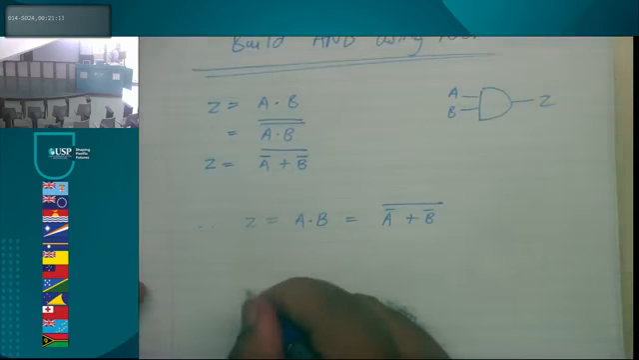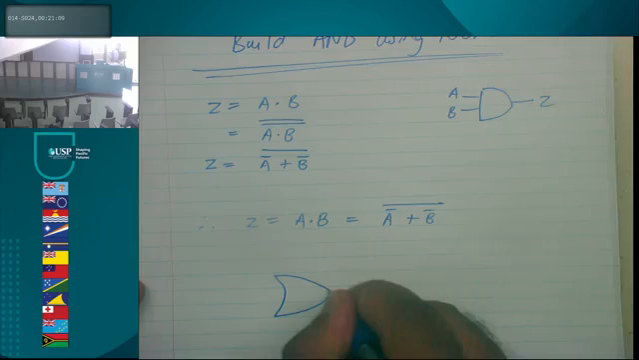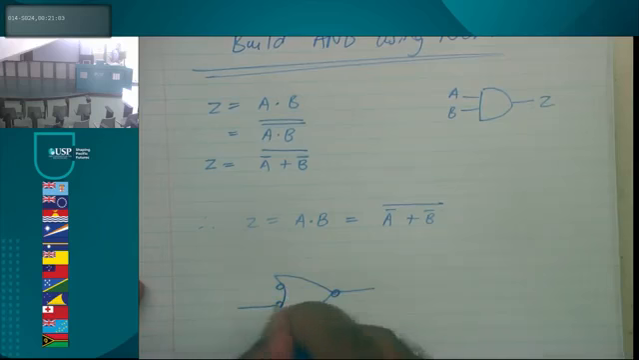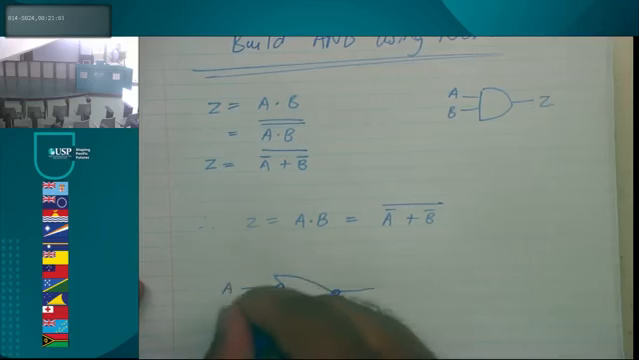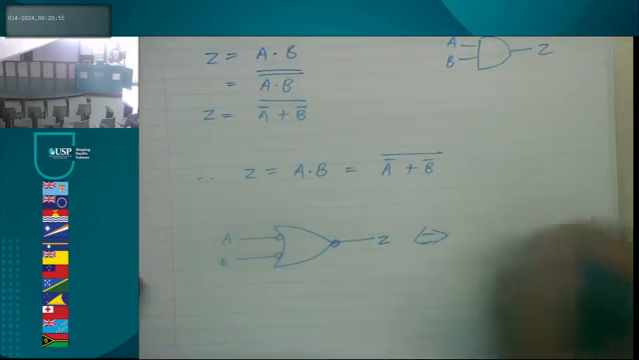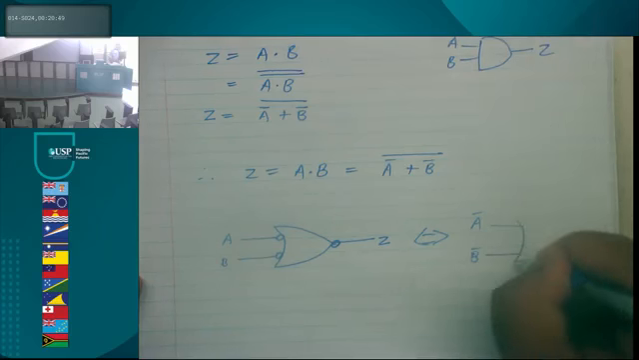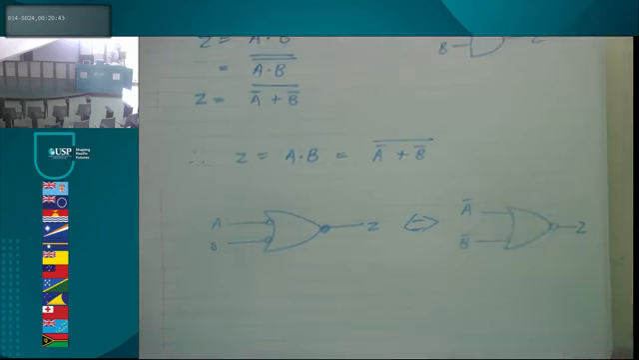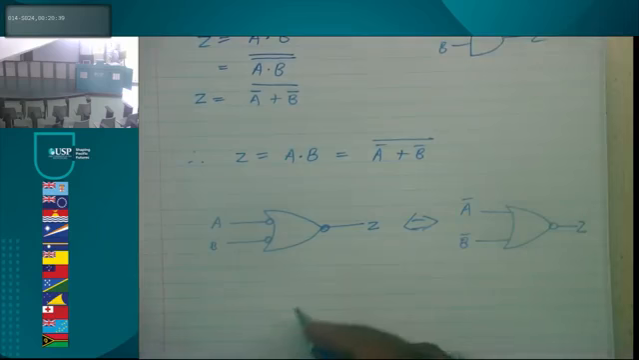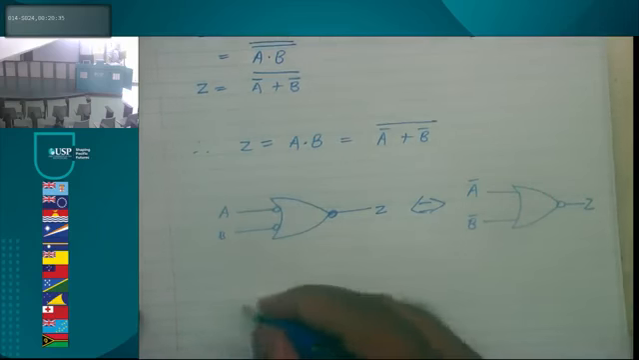Okay, so we can draw it as this. There we go, which is the same as saying A bar, B bar into a NOR gate will give you Z. And these two, well, how do we get A bar and B bar? Well, in order to build it completely using NOR, we do it like this.